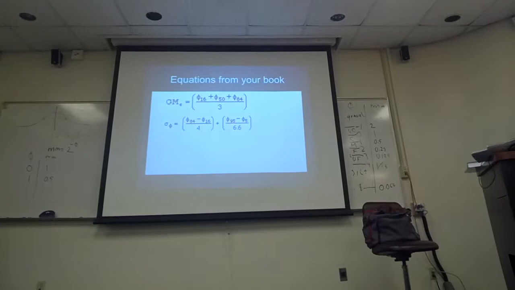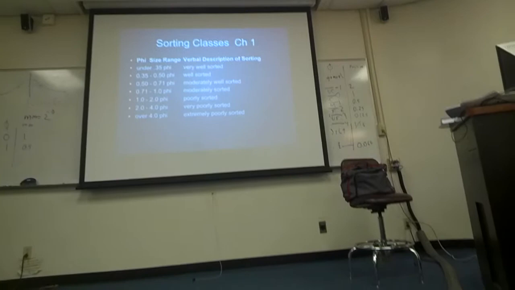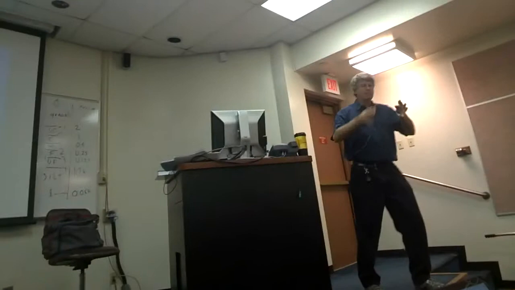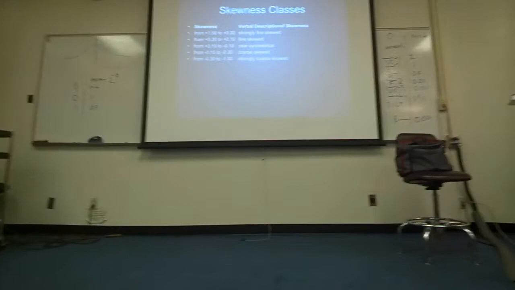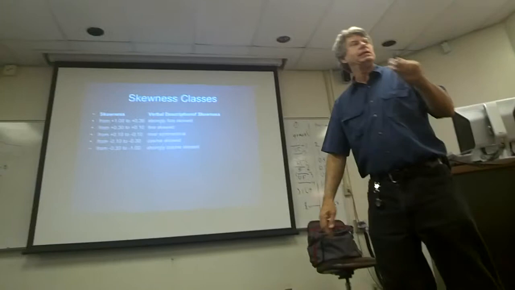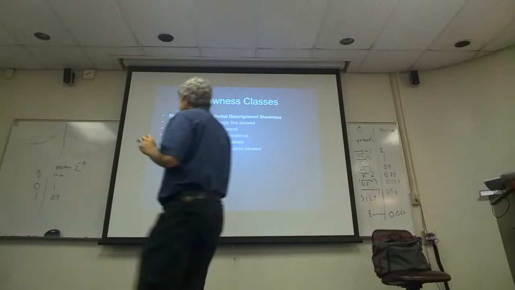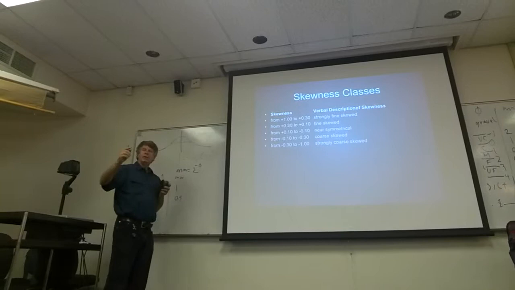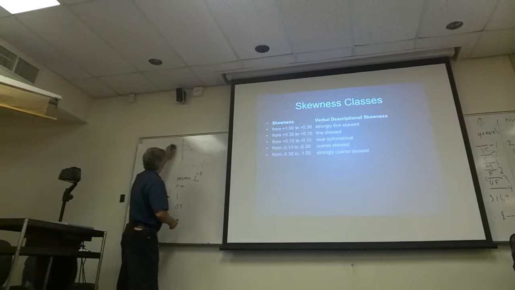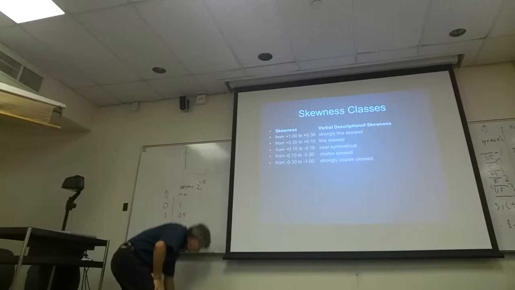Now, in your book, I'm not going to go through this in detail, but sorting is the measure of spread of the data. And skewness is the measure of whether, sometimes even after you transform it to phi scale, it's not a normal probability. So, for example, you might have a whole ton of a very well sorted sand and then a bunch of silt and clay, so that your frequency curve would look like this.